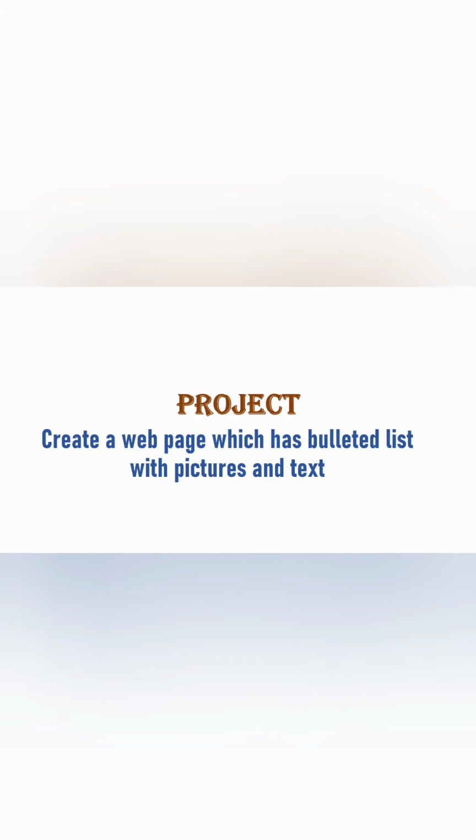So today we are going to do a project from our chapter 5, tables and hyperlinks in HTML, and our project is to create a web page using a bulleted list and images inserted. Okay, so let's start. Our project is to create a web page which has a bulleted list with pictures and text. For creating a web page, first of all we have to open the Notepad program in our computer.